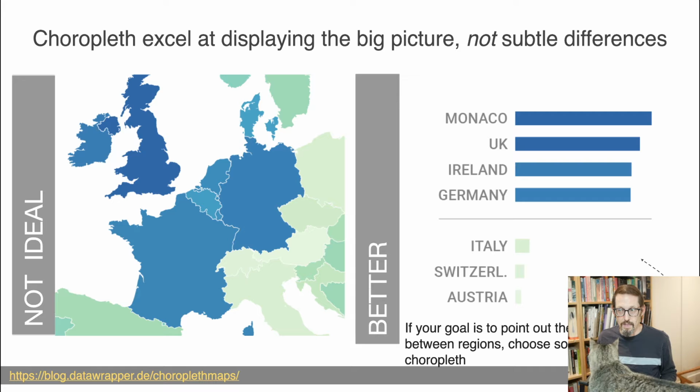But what they're not so good at, these choropleth maps, is showing fine detail differences, right? If you want to make comparisons that require somebody to think for a minute and not just glance, you're probably better off with a different kind of visualization.